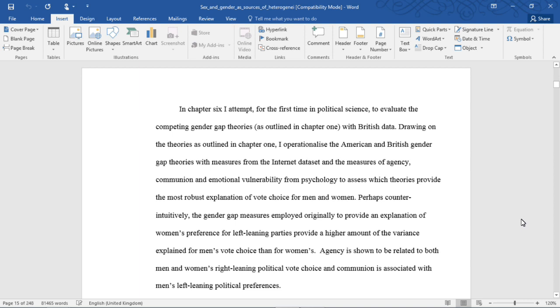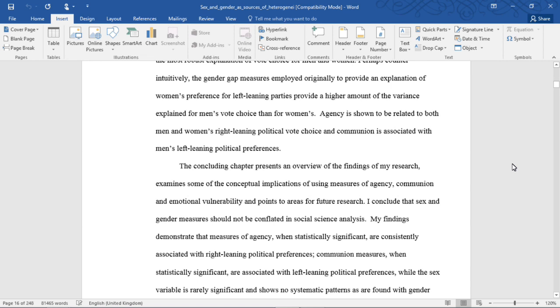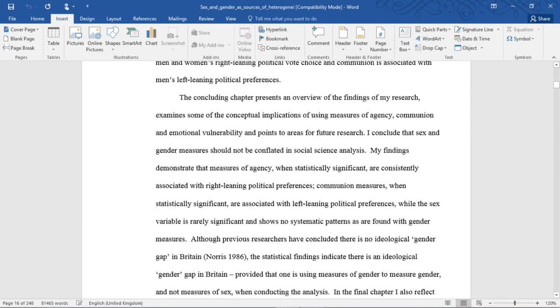In Chapter 6, I attempt, for the first time in political science, to evaluate the competing gender gap theories as outlined in Chapter 1. I'm going to interrupt my reading here to say I'm not entirely happy with that chapter, so I'm not going to read it out. If you're really interested in it, by the time I get to the end, you can go and read this. But I think I'm just going to skip this operationalization of the American theories because it doesn't really add to the explanation that the other chapters provide, and it just gets a little bit long. So skipping this paragraph on chapter 6, I'll go on to the next paragraph.